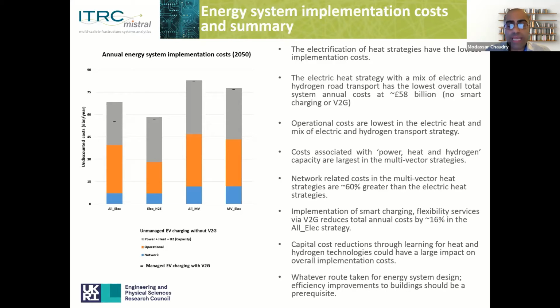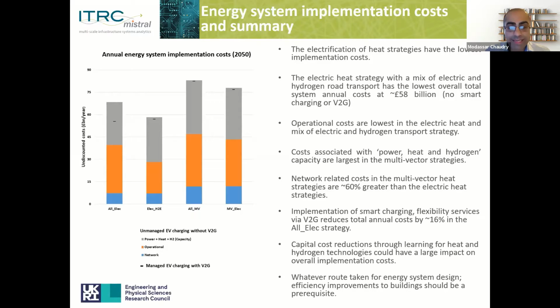So from an implementation cost perspective, the all-electric strategy and the strategy with a mix of electric and hydrogen transport are shown to be the best. But we do have to remember that operationally multi-vector heat solutions are quite competitive. And with learning by doing over time, we could see reductions in the assumptions for capital costs of CHPs, hydrogen production technologies, and heat network costs.